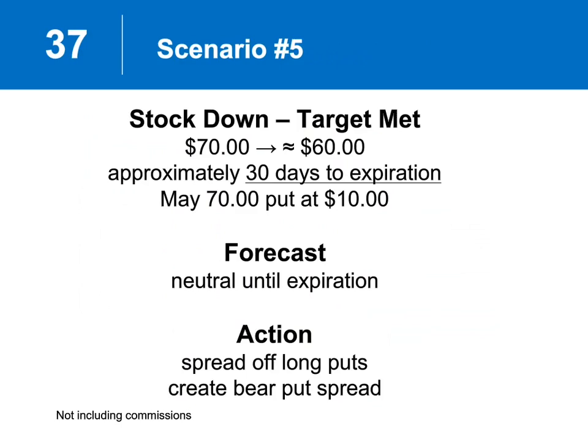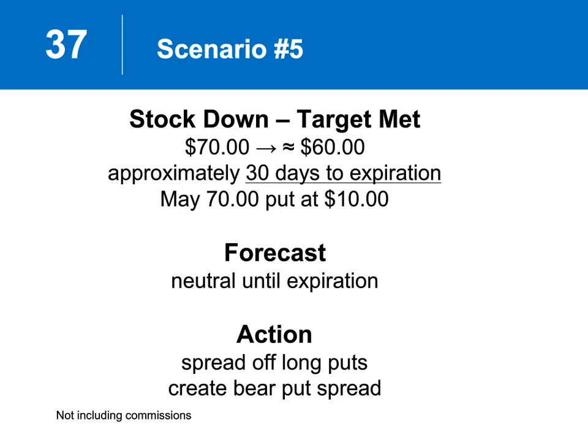So our last scenario is going to be scenario 5. Again, stock down. We're darn good forecasters because once again our forecast has been met. Stock is going from 70 to 60, but we've still got 60 days to expiration. Now, many of you may be saying, I got 10 of these 70 puts. I bought them for 4 with 30 days to expiration.